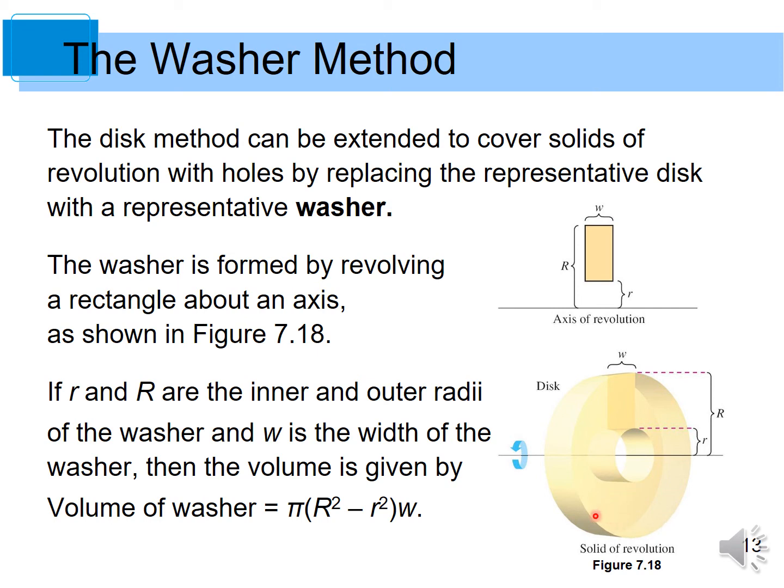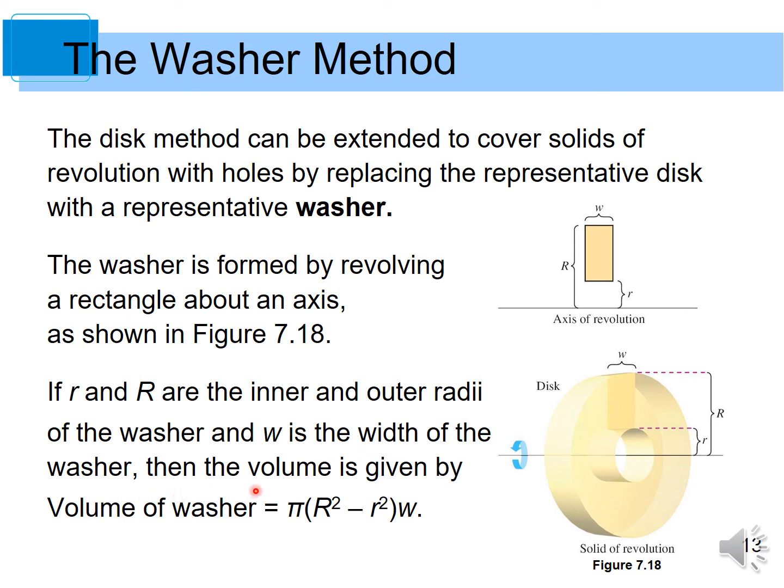And this is the so-called washer. If small r and big R are the inner and outer radii of the washer, so actually the small r is the radius of the hole, and the big R is the radius of the washer, and W is the width of the washer.